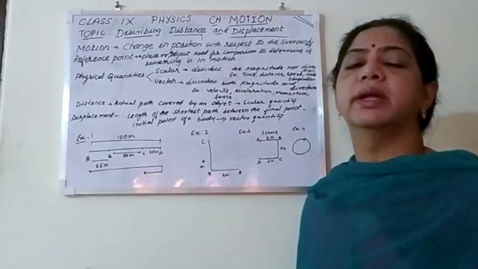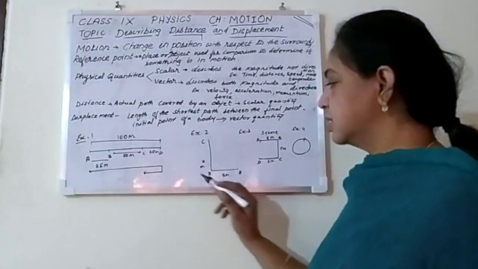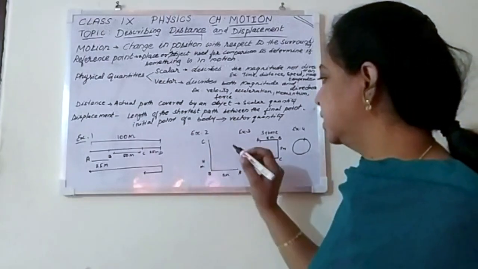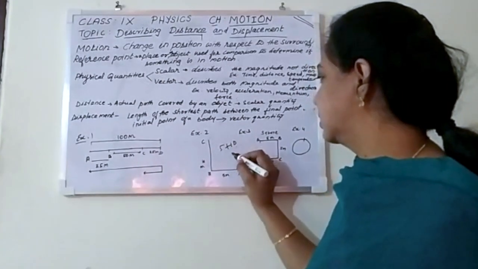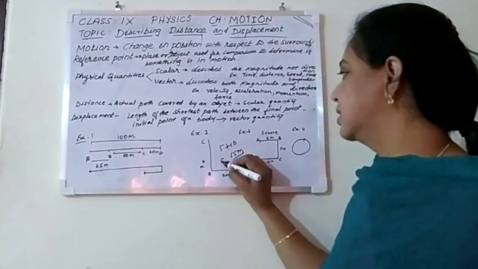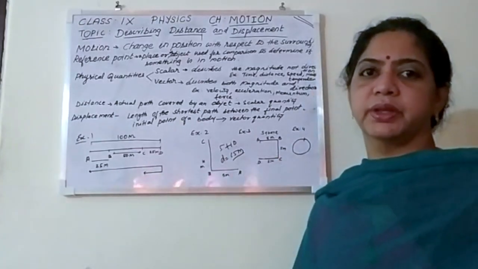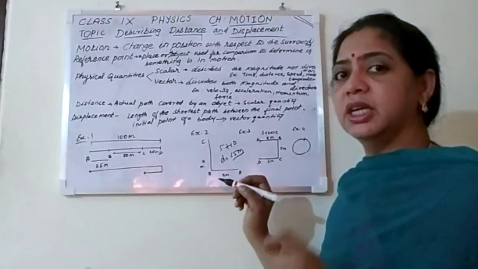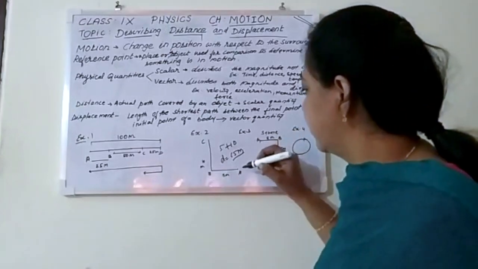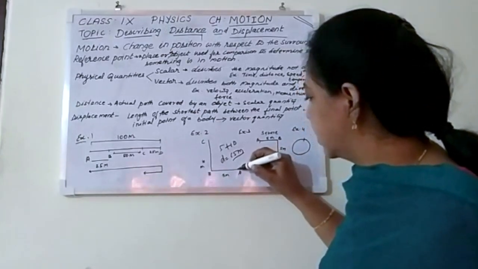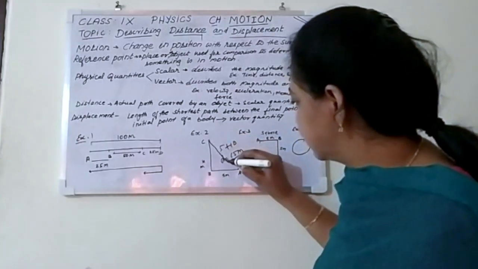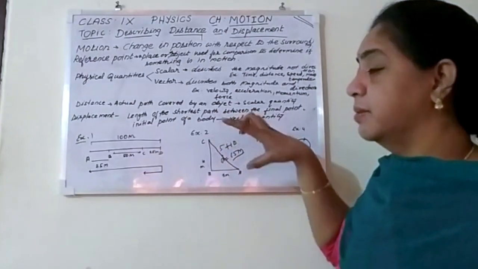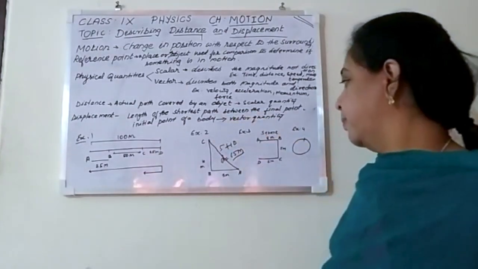So how to calculate the displacement? What is the distance covered? From A to B 5 meter and B to C 10 meter. So 5 plus 10, that is 15 meter is the distance covered by the object, right? What is the displacement? Displacement is the shortest distance the object covers. It means A to C is the displacement. Now you can calculate AC by using Pythagoras theorem, right?